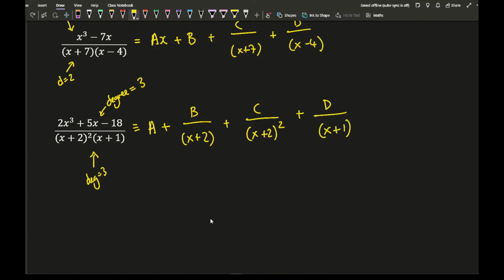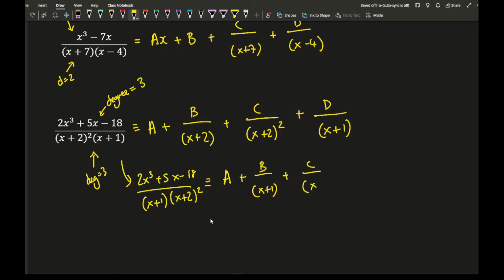Now, if the question was rewritten, so let's say we had x squared, 2x cubed plus 5x minus 18 over x plus 1, x plus 2 squared, then again what I would do is I'd write a, because I'll end up with a constant, plus b over x plus 1 plus c over x plus 2 without the power and d over x plus 2 with the power. So again, it doesn't really matter how you write it as long as you follow this. And this was all covered in that repeated root video that I made previously.